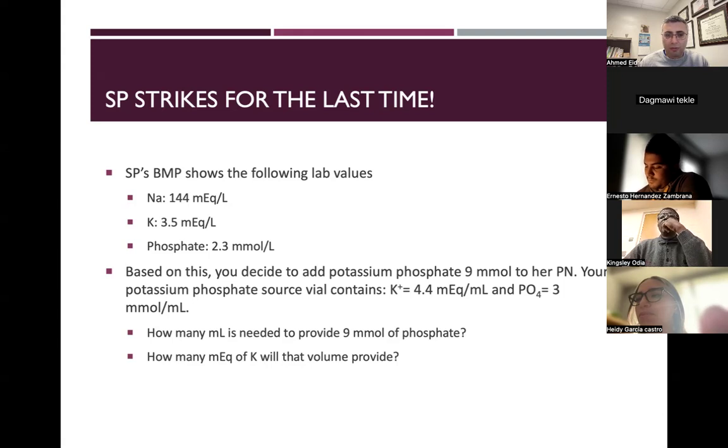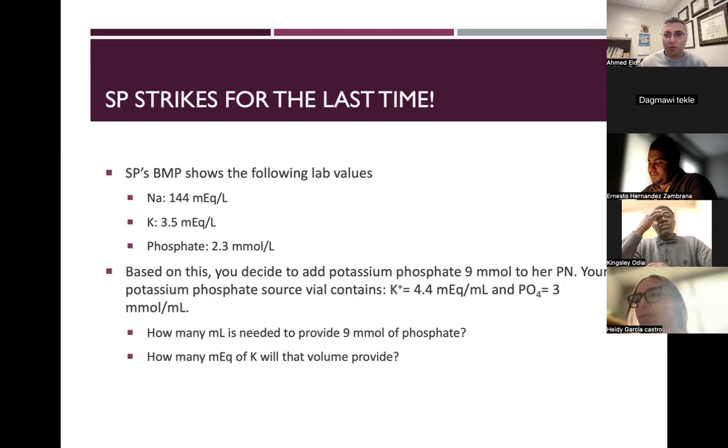Her basal metabolic panel now shows the following labs. Her sodium is 144, potassium is 3.5, and her phos is 2.3. You guys remember or have learned the lab value ranges for these things? You have. Okay. So is the sodium good or bad? Well, you guys said that you learned. So normal sodium is 135 to 145 or 147, depending on who you talk to or what literature you're looking at. So it's normal, closer to the higher end.